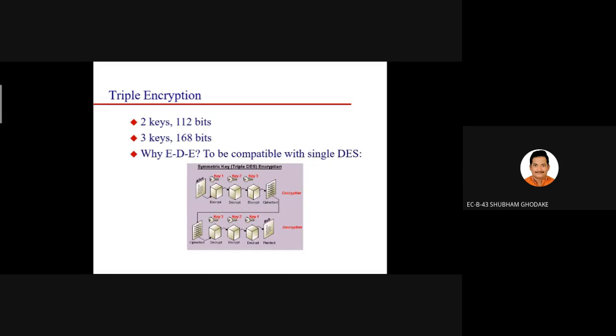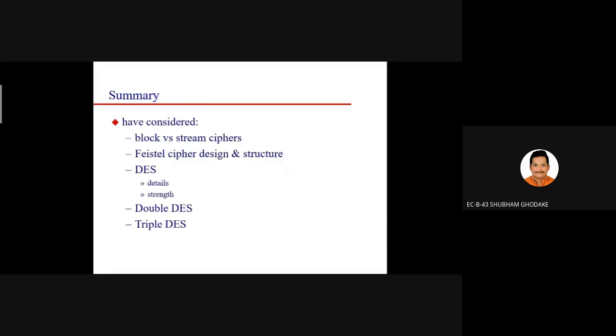In triple DES, there are two types: one with two keys and another with three keys. By using triple DES, we can use three keys at one time, three keys for encryption as well as three keys for decryption. By using this type of encryption, we can also secure our data. These are the multiple encryption details of the DES algorithm, called double DES and triple DES.